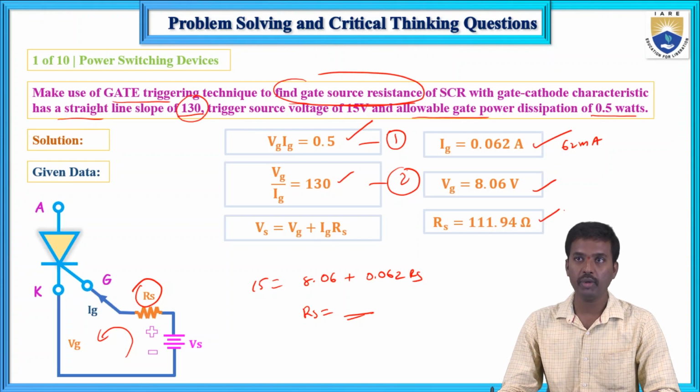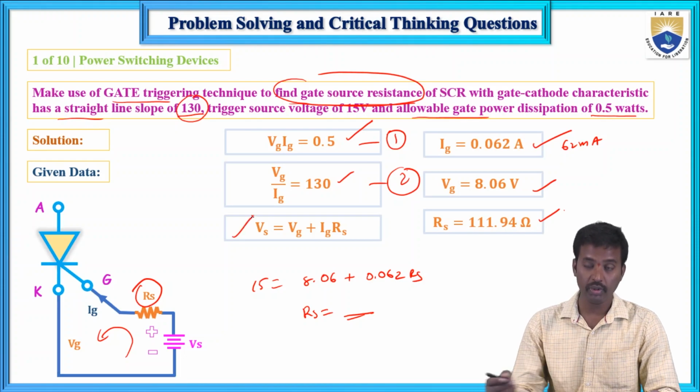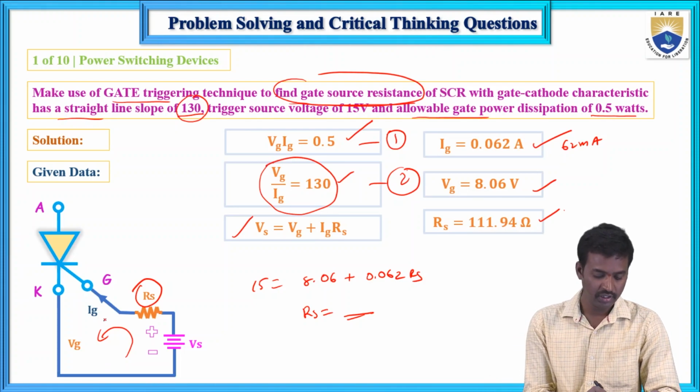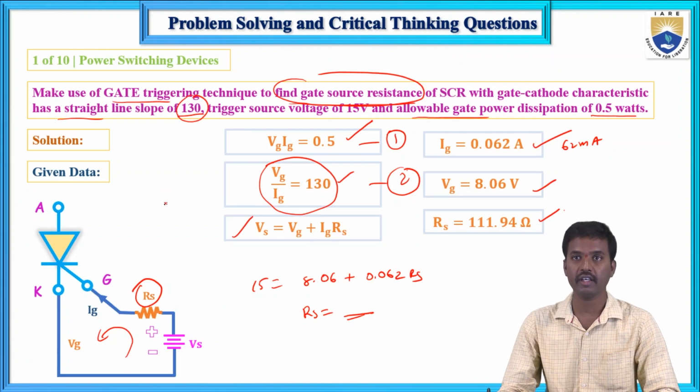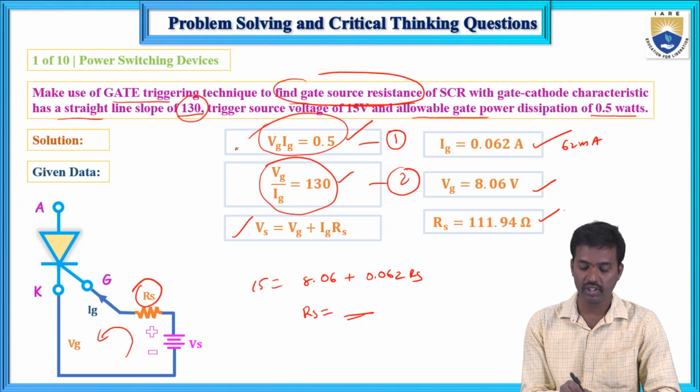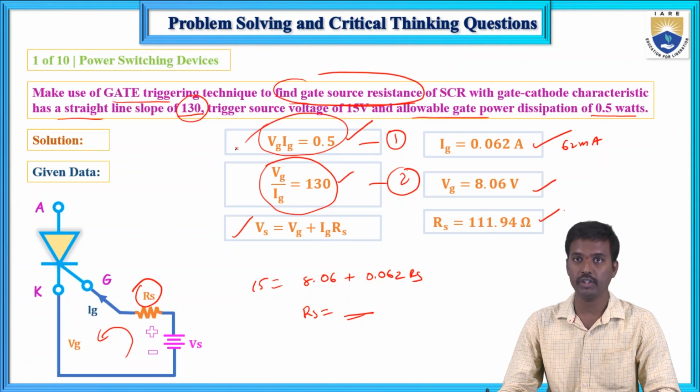To determine this, you need to keep in mind this KVL equation, and that Vg by Ig is the slope if you draw the gate cathode characteristics, and this is the allowable gate power dissipation. If you know this, you can solve this problem easily.